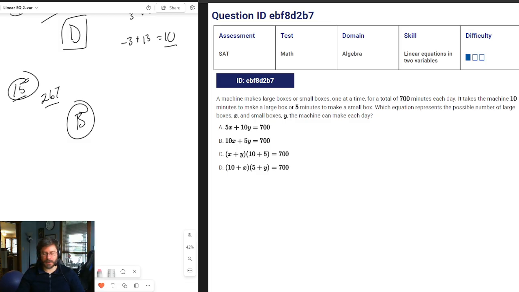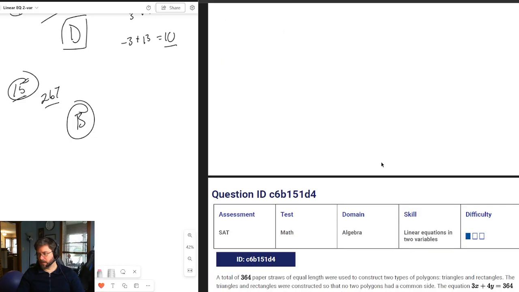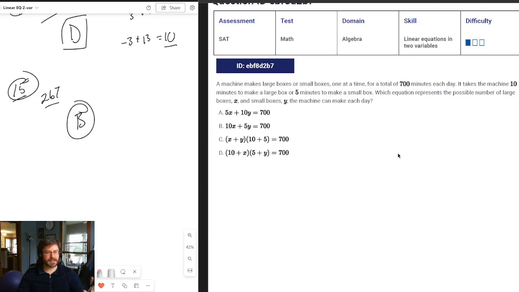So total, one more time, total number of minutes is 700. So I know that the sum needs to be minutes for small plus minutes for large. It's 10 minutes for large, so I just need to make sure that either x or y was the large. They say large boxes is x, so 10x must be our large boxes minutes, and 5y must be our small boxes minutes. And that's it. We'll finish there for the day.